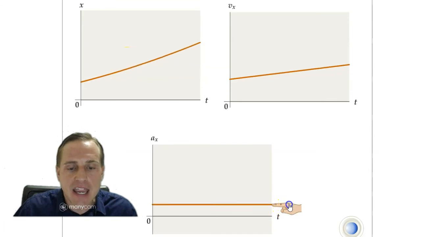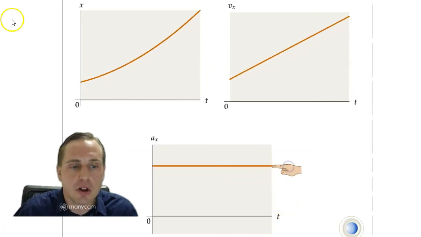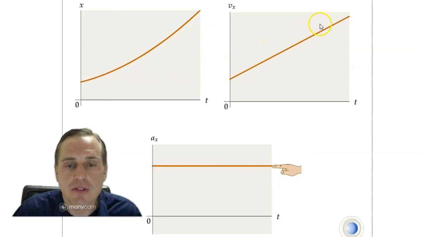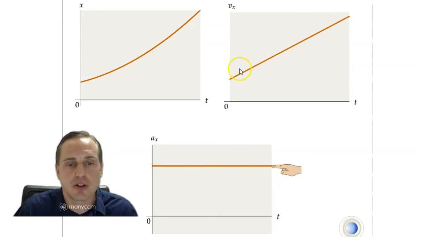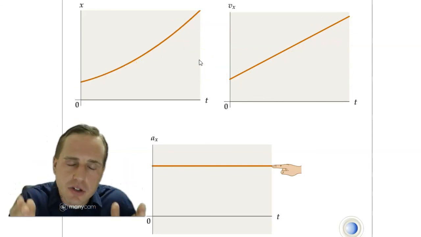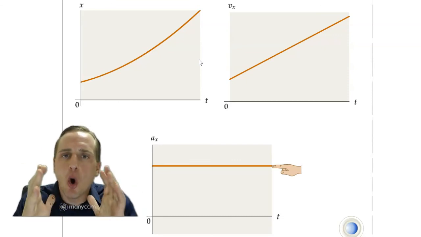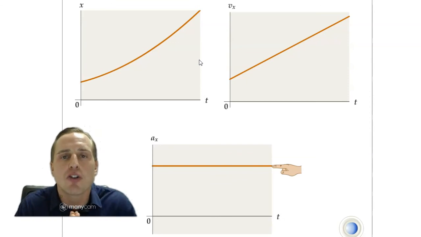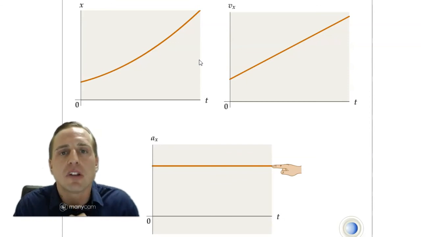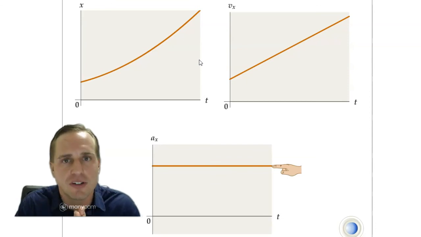But if I increase the acceleration to a pretty large value, notice that the slope of the velocity versus time graph is greater, and the concavity of the position versus time graph, again, this is positive concavity because it's positive acceleration, is also greater. So hopefully from that, you can now understand how calculus relates to physics, especially in one-dimensional motion situations.